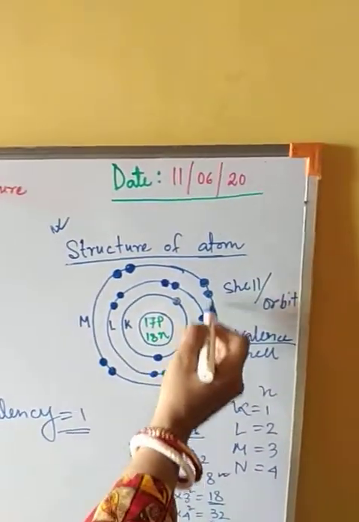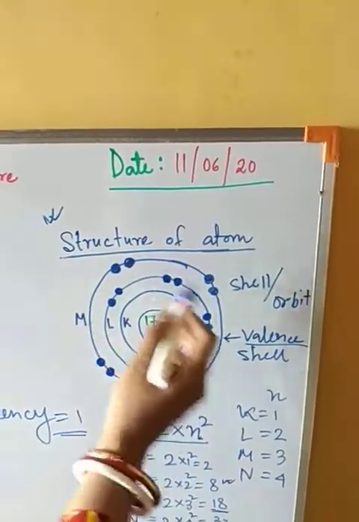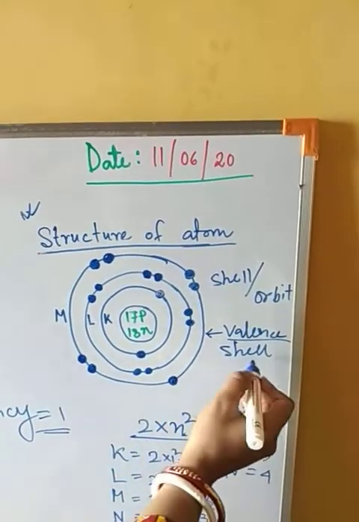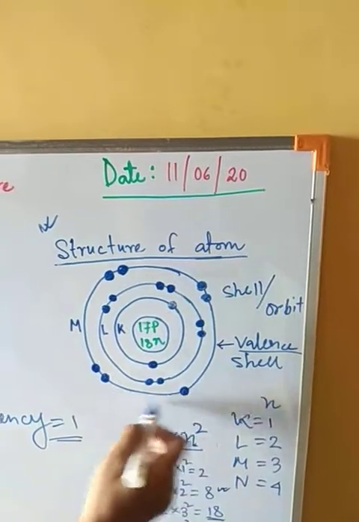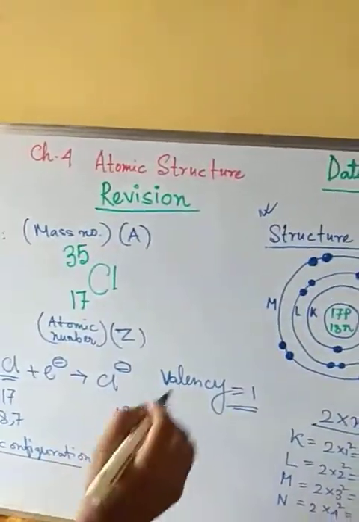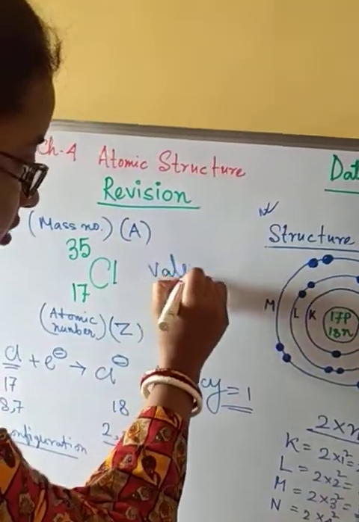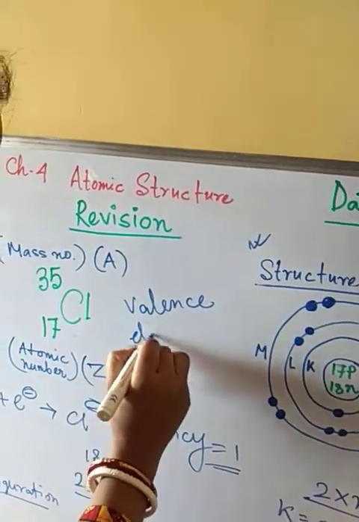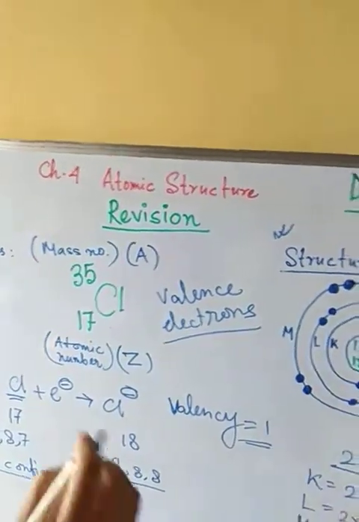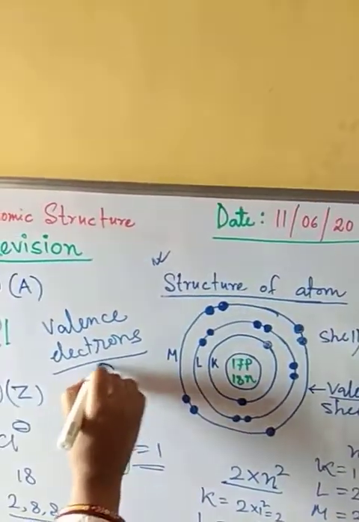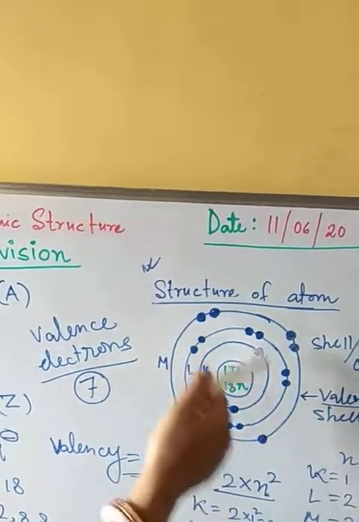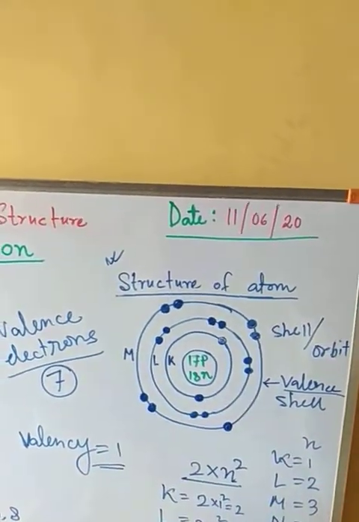As the last shell decides the valency of an atom, it is called the valence shell, and the electrons present in the valence shell are called valence electrons. So for chlorine, the number of valence electrons is 7, the electrons present in the last shell.